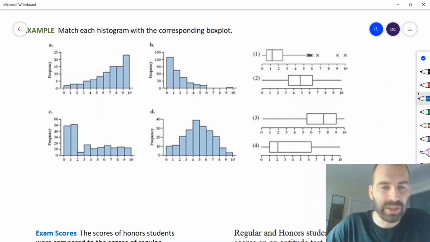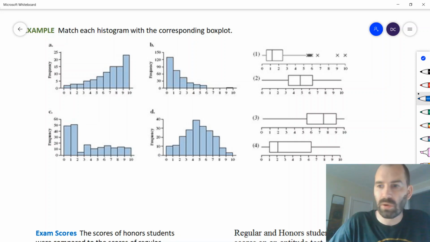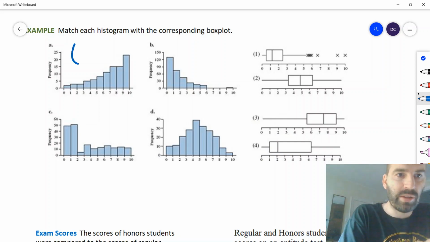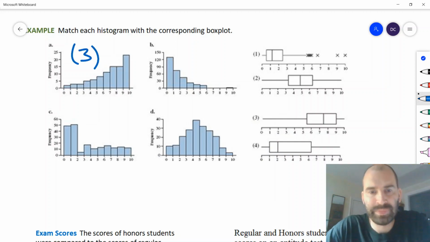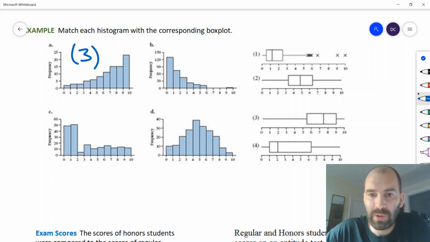Which box plot would correspond to that histogram? Well, notice that this histogram is skewed again, and it's skewed where most of the data lies off to the right. So which box plot would I choose? I would choose the box plot where most data is off to the right, right? So that would be box plot 3. And then B has the opposite going on. B has most data values shoved off to the left. Now, does it correspond to number 1 or number 4?